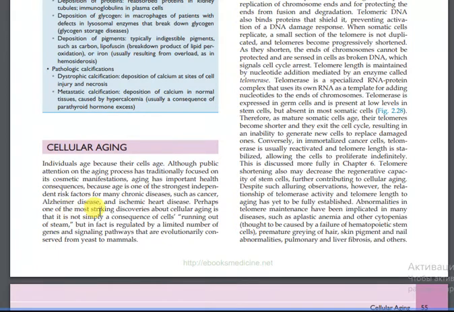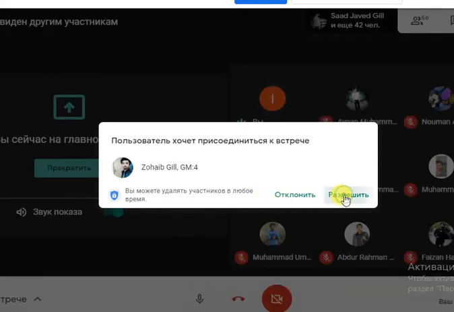One of the most striking discoveries about cellular aging is that it is not simply a consequence of cells running out of steam, but in fact is regulated by a limited number of genes and signaling pathways that are evolutionarily conserved from yeast to mammalians.